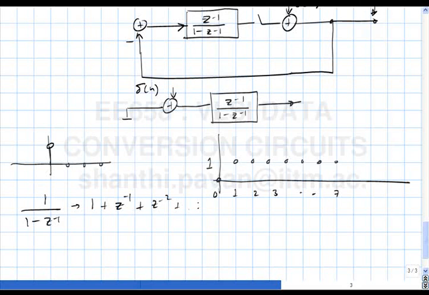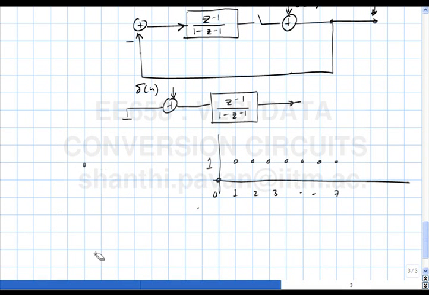How are we getting this? Okay, this is a geometric progression, right? As long as mod z is less than 1, this is true. 1 by 1 minus z inverse is nothing but an accumulator, so it keeps accumulating the input. If the input is 1 and you go on accumulating it, then the output should be 1 all the time. And the z inverse is going to push that out by 1 sample. Is that clear?